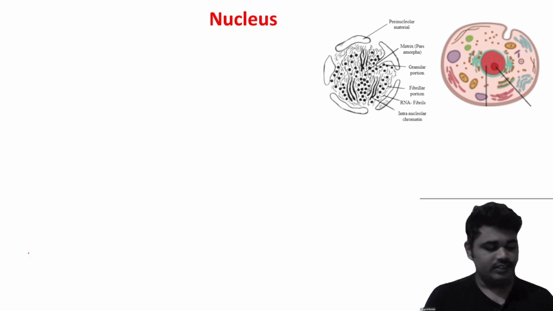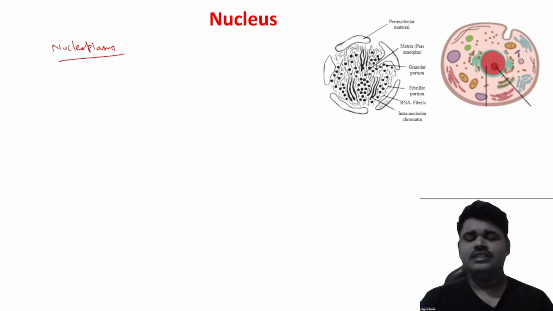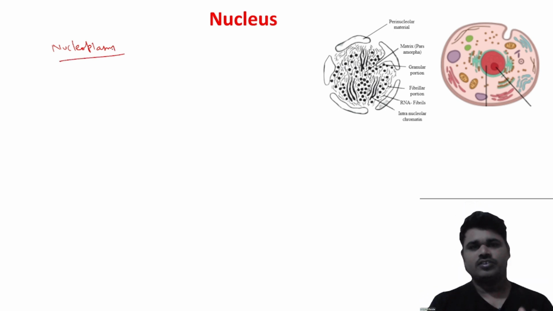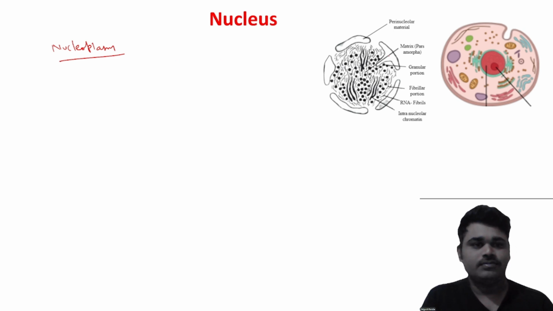Next, come to the nucleoplasm. So what is the nucleoplasm? Simply, the cytoplasm-like structure that is present inside the nucleus is called the nucleoplasm. Look at the structure. This is the nucleus, and inside it the cytoplasm-like or watery structure is present, and that is called the nucleoplasm.